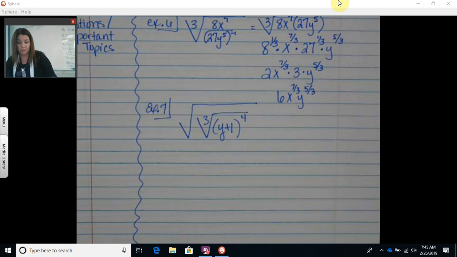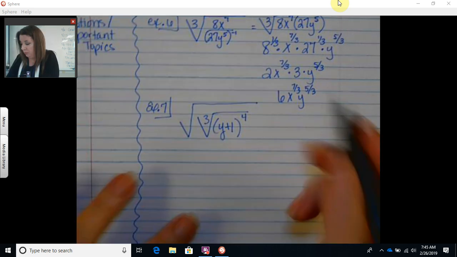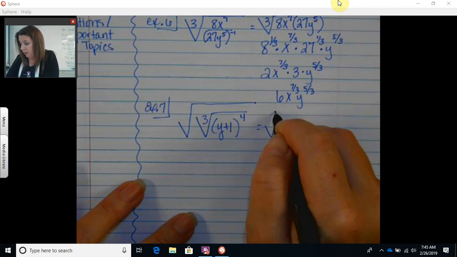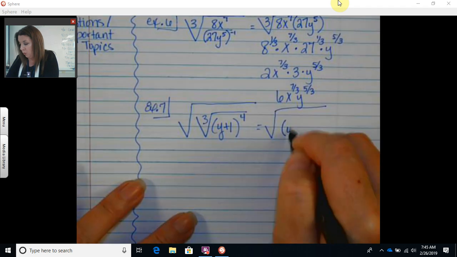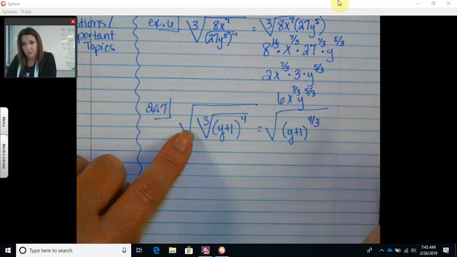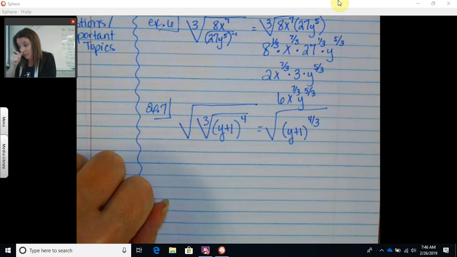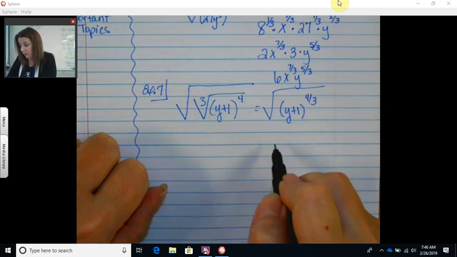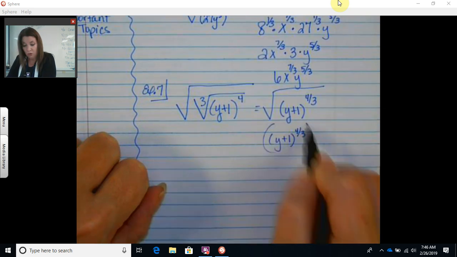Okay, so let's rewrite the innermost radical first with a rational exponent. So that would be the square root of, open parentheses, y plus 1 raised to the what? Just look at the innermost radical, 4/3. All right, so now we're going to take this and raise it to the 1/2 power, because the square root is the 1/2 power. So that's y plus 1 raised to the 4/3, quantity raised to the 1/2 power.